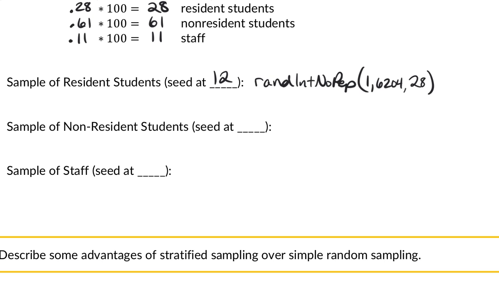Let's go for non-residents now. What do y'all want to set the seed at? 7. Great. So everybody in your calculator, you type 7 store rand. And then you can go back. Are you laughing at rand? Oh. You can go back and do the random integer no repeat.